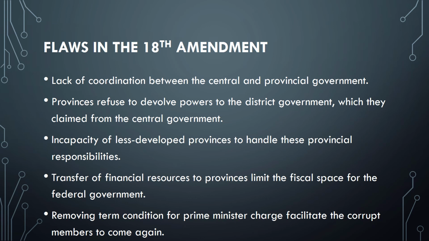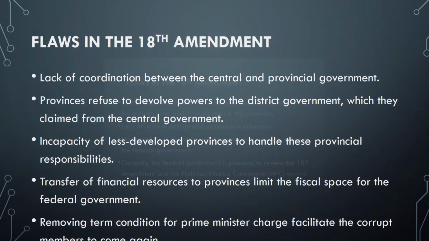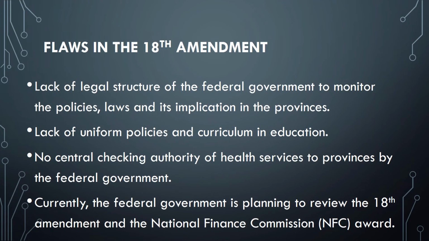Removing the term condition for Prime Minister facilitates corrupt members to come again. Lack of legal structure of the federal government to monitor the policies, laws and their implications in the provinces. Lack of uniform policies and curriculum in education. No central checking authority of health services to provinces by the federal government.